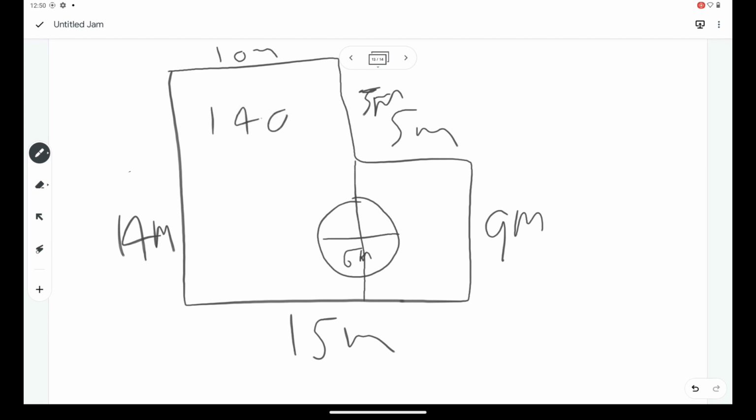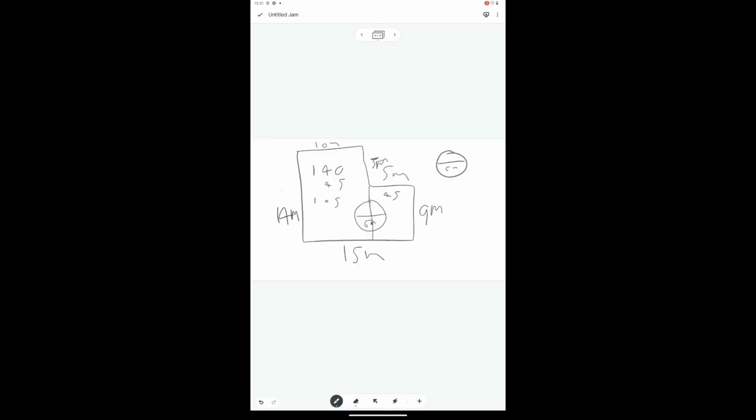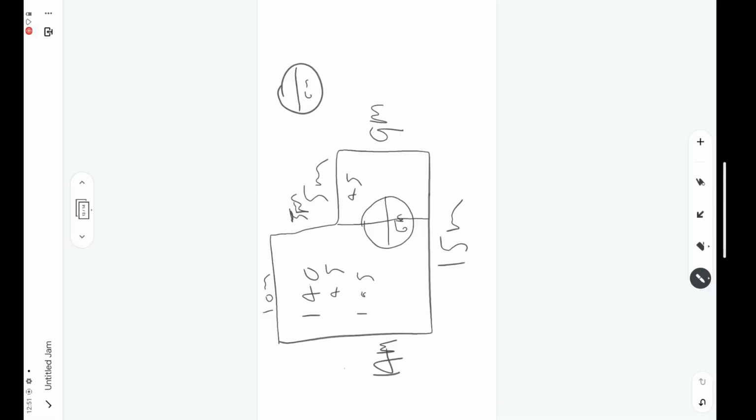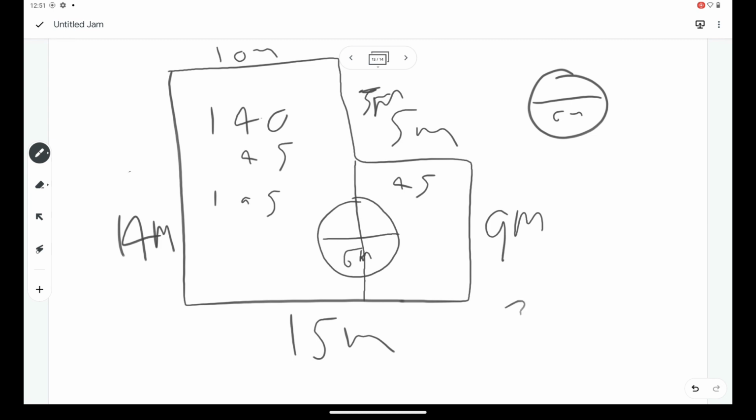Cool. So once we've filled in the blanks, we can now start working out the area of this shape. So again, I'm going to split this into 2 shapes. 14 times by 10 is 140. 9 times 5 is 45 meters. So 140 plus 45 would give us 185 meters. We now need to subtract this circle.